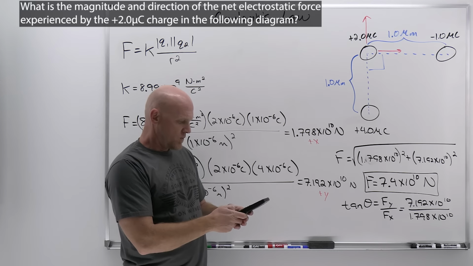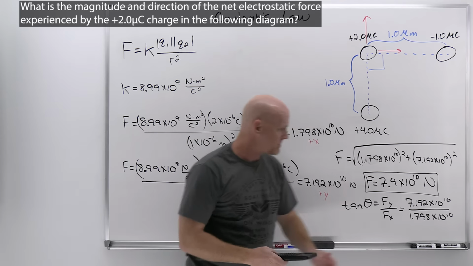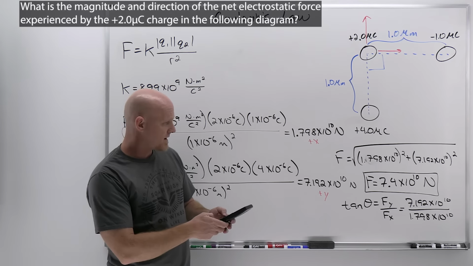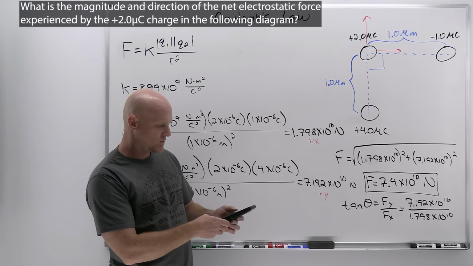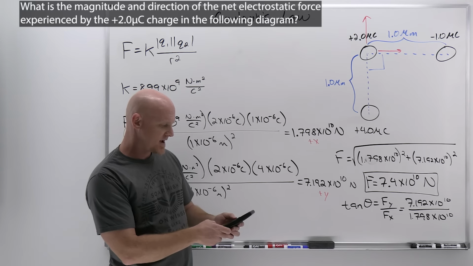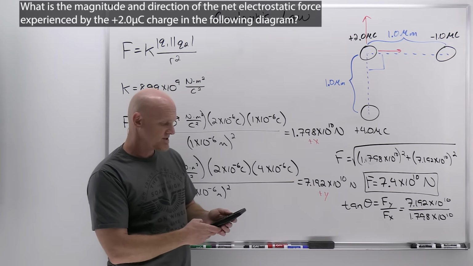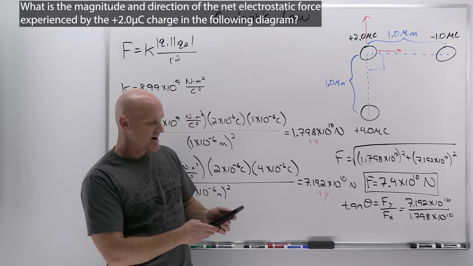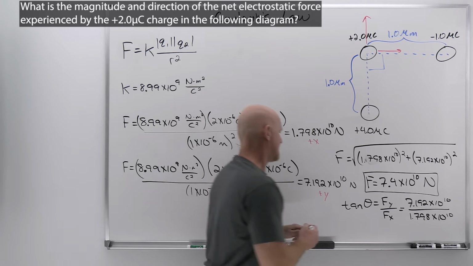All right, so 7.192 times 10 to the 10th. And if you realize it, you could just drop the 10 to the 10th part, but I'll just keep it in. So divided by 1.798 times 10 to the 10th equals, and then I'll take the inverse tangent of that last answer. So by the way, this came out to exactly 4, and then taking the inverse tangent is going to get us 75.96 degrees, which I'll just round to 76 degrees.